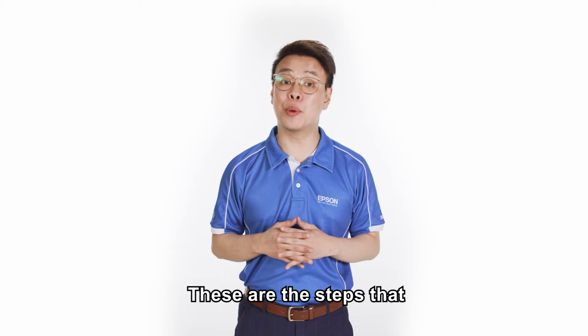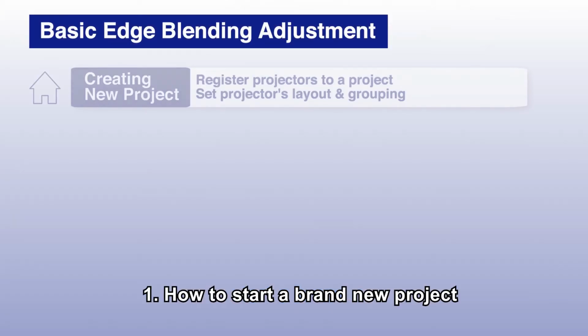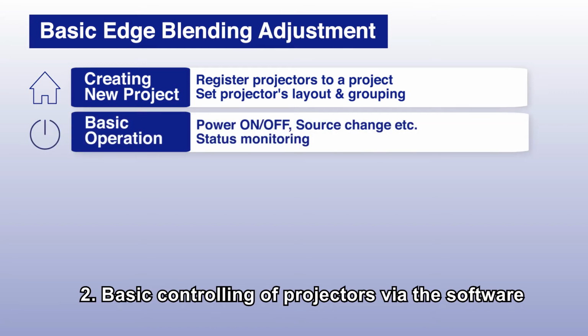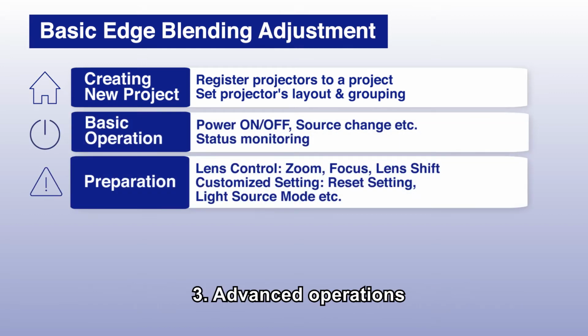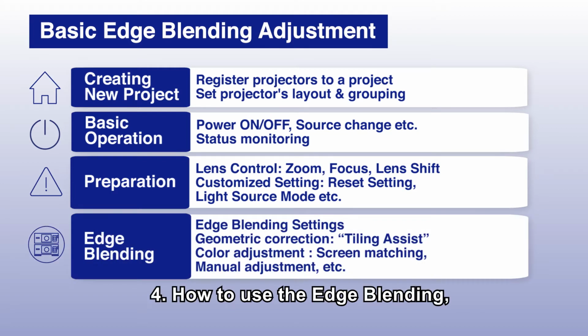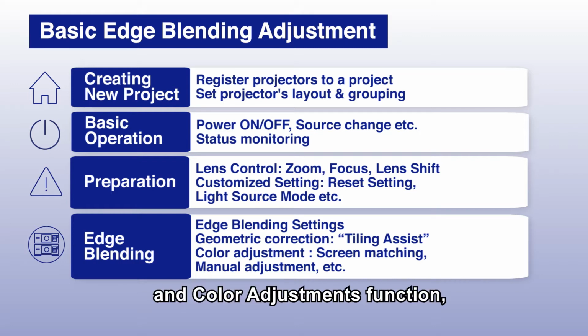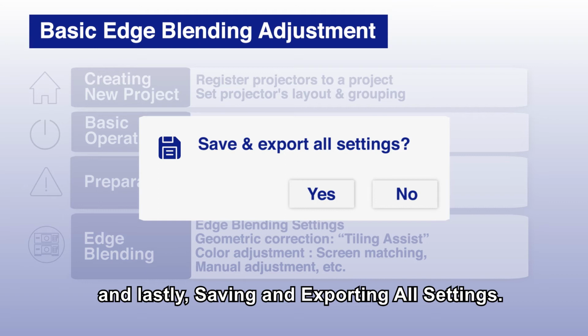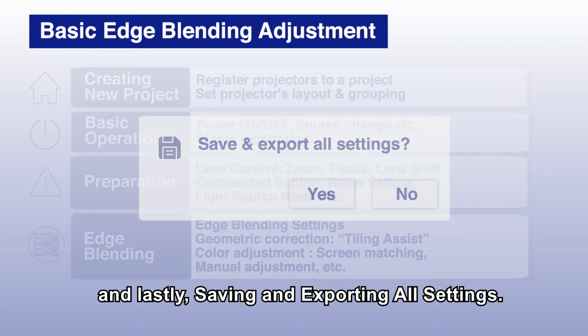These are the steps that we'll be covering for today. 1. How to start a brand new project. 2. Basic controlling of the projectors via the software. 3. Advanced operations such as lens control, focus adjustment, and making customized settings on the projector. 4. How to use the edge blending, tiling assist, and color adjustments function. And lastly, saving and exporting all settings.